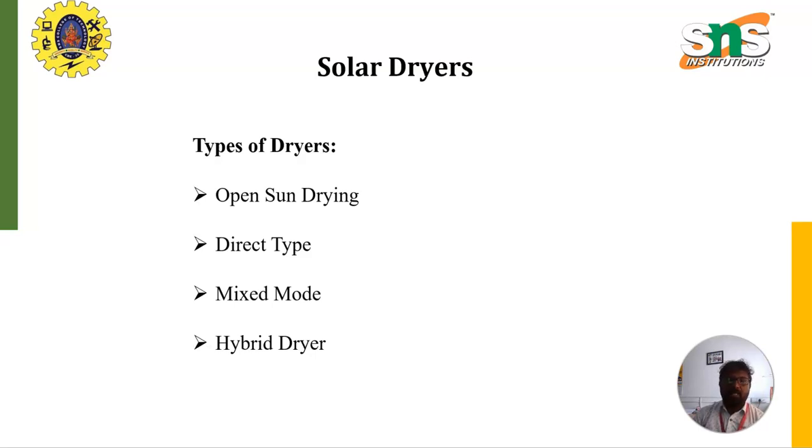We have some types of dryers. First one is open sun drying, and direct type, indirect type, mixed mode. Final one is hybrid dryer. Okay. In open sun drying, that is the traditional, low cost, but exposed to contaminants.